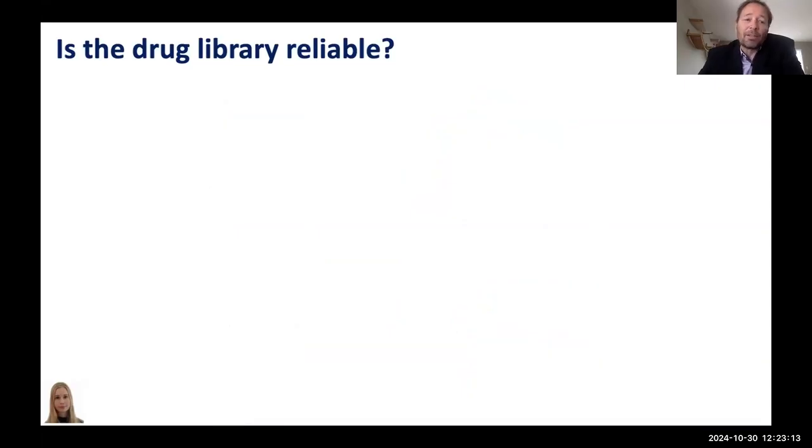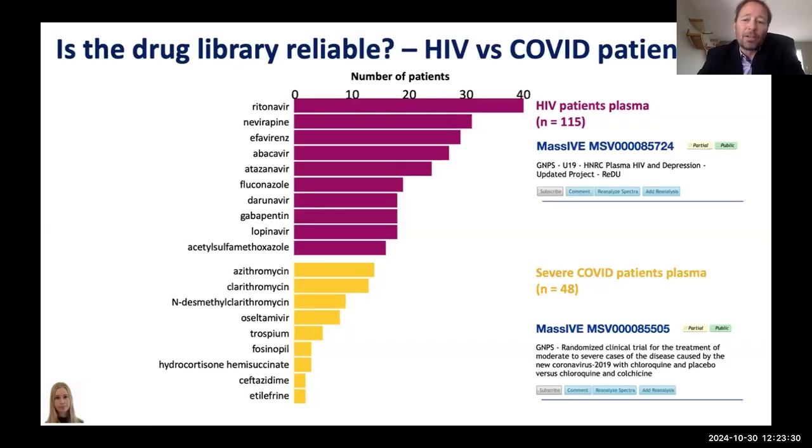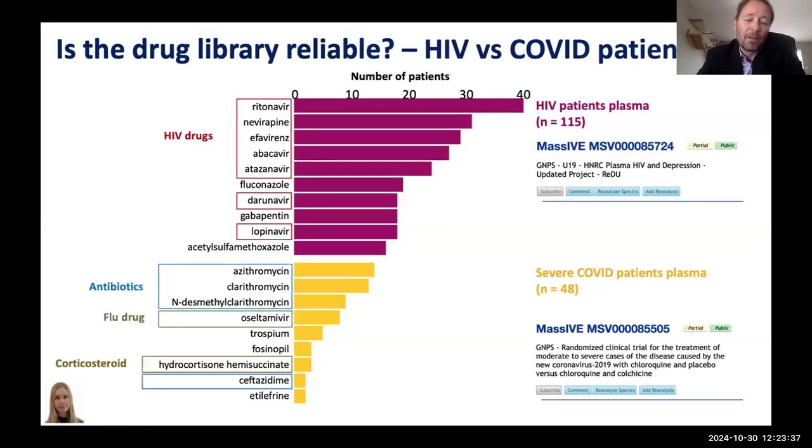So we can expand the question of, is the drug library reliable? We can go to actual data sets. So here's an HIV plasma data set and then a COVID plasma data set, and they should have very different medications present. That makes sense once you look at it. And so here, if we look at the HIV cohort, we see many of the HIV drugs that are not observed in the COVID patients. And then in the severe COVID patients, we tend to see antibiotics, flu drugs, and anti-inflammatories such as corticosteroids, etc.